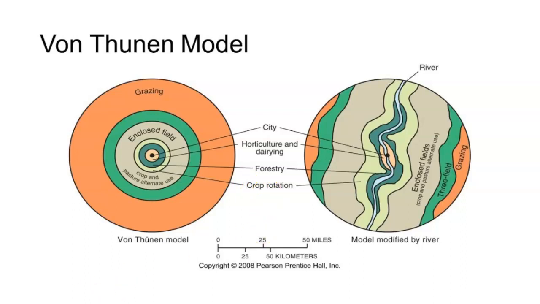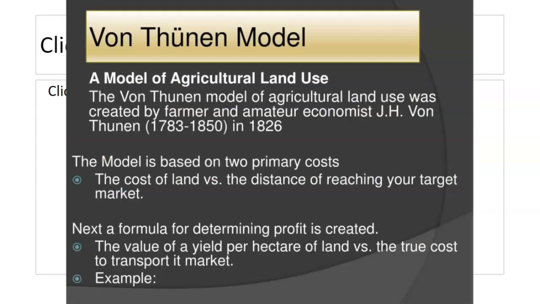The von Thunen model will look different if we're looking at an area that is parallel or linear to rivers. Here, rather than rings, you're going to see different areas in proximity to the city, which would be at the center of that river. The von Thunen model comes about in the 19th century, and it's based on two primary costs: the cost of land and the distance of reaching your target market.